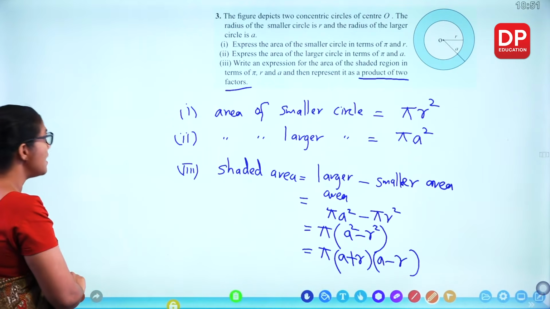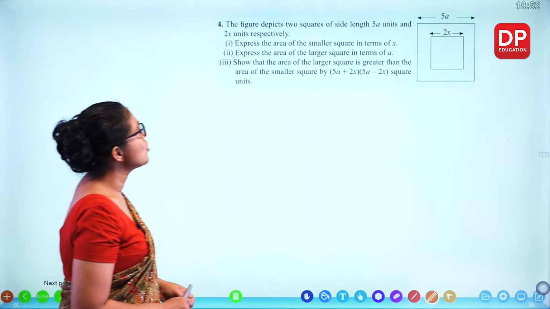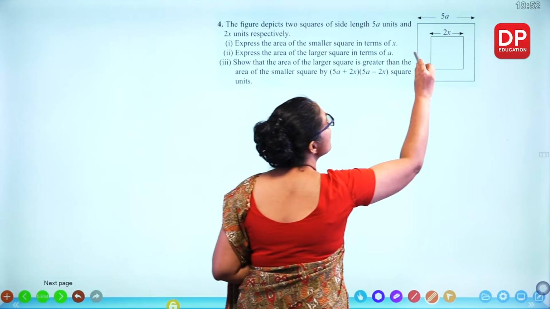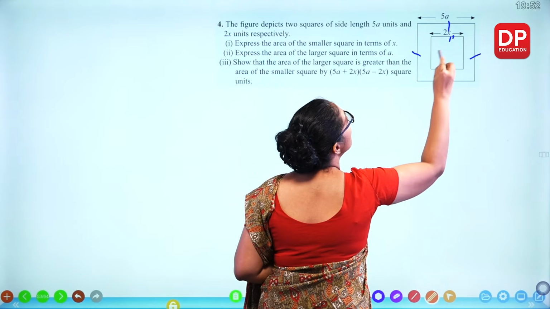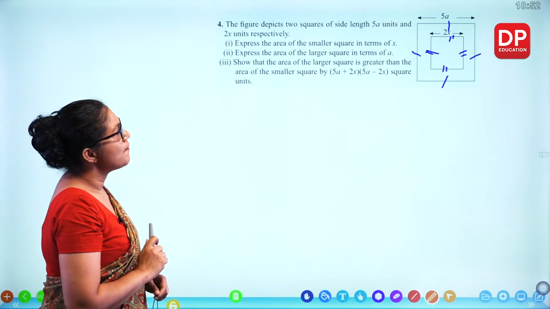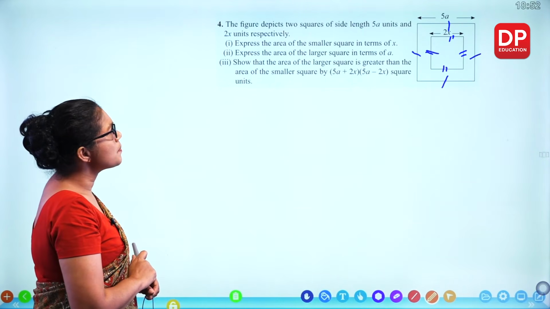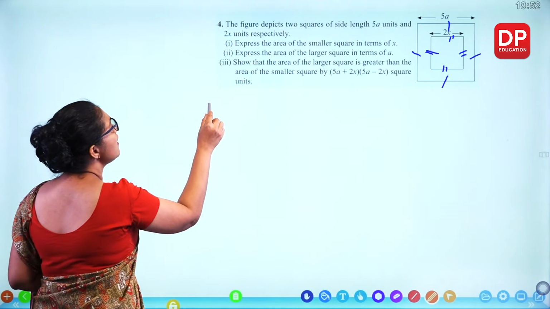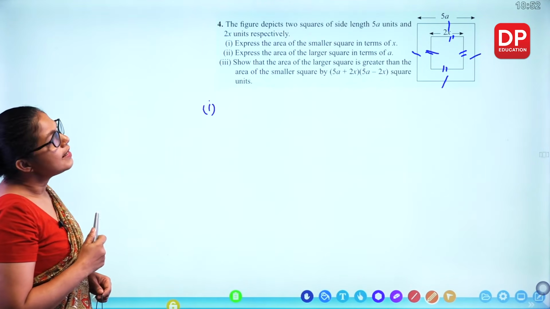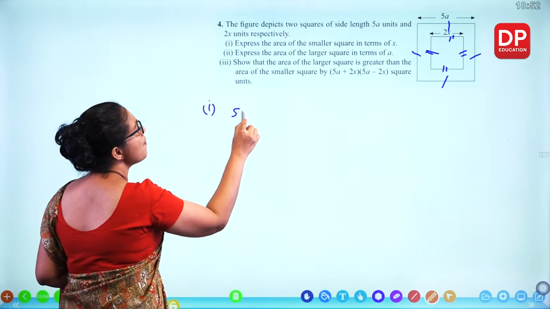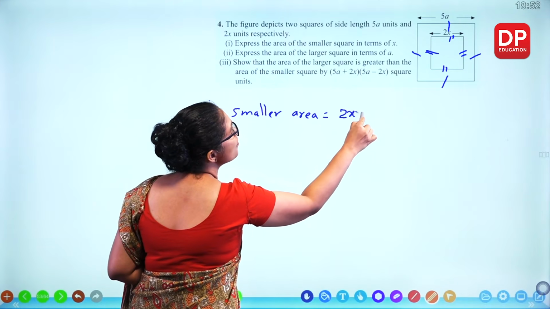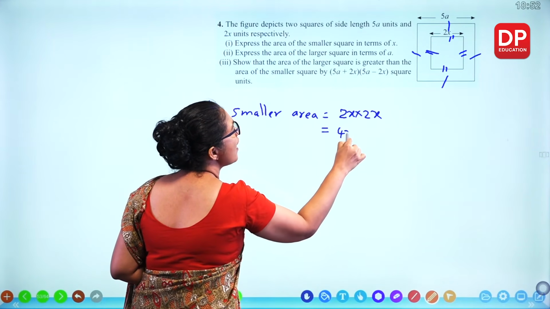Now we'll look at the next question. In the fourth question it says there are two squares. That means all sides are equal. And bigger length is 5a and the smaller one 2x. Express the area of the smaller square. So here, what's the area of a smaller square? Length into length. So one length is given 2x. So smaller area becomes 2x into 2x, that means 4x squared.